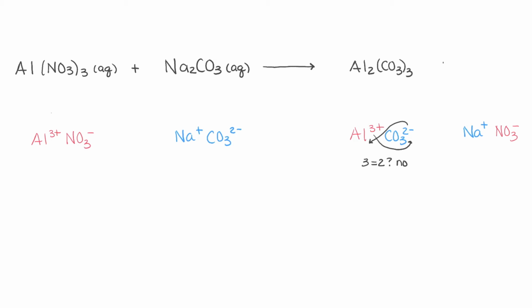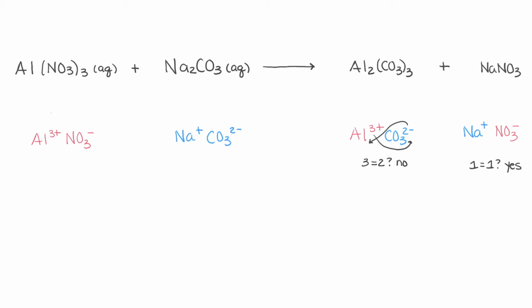For the second ion pair, we'll ask the same question. Are the charges equal and opposite? In other words, does 1 equal 1? Here the answer is yes. So these two ions combine 1 to 1. And we just write them down as NaNO3.